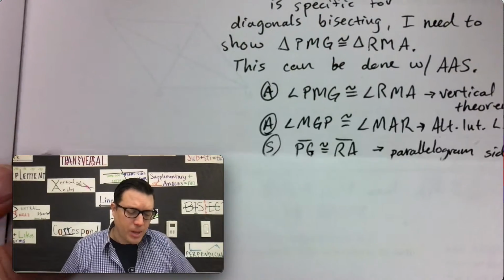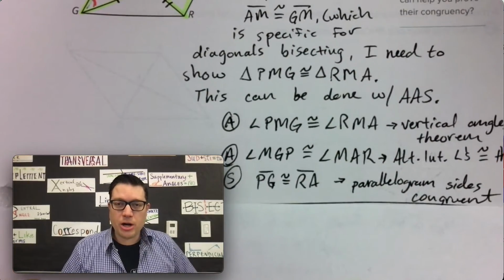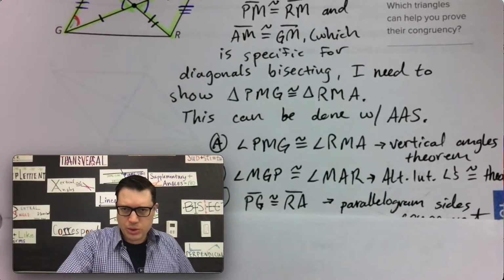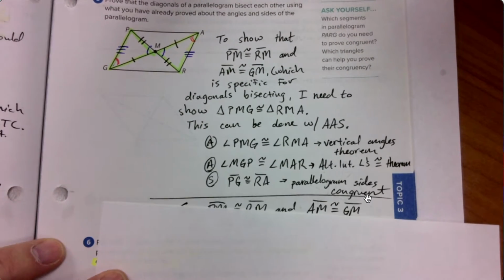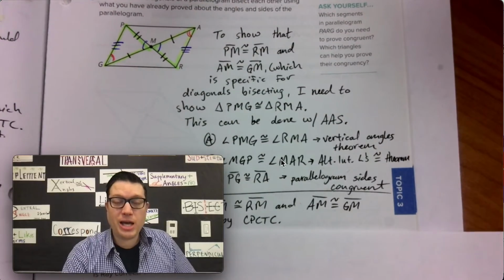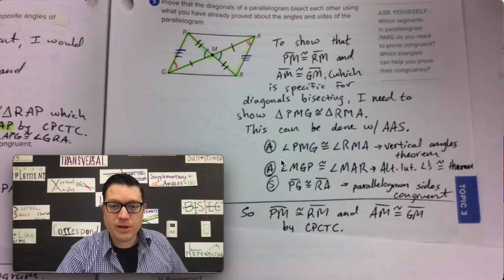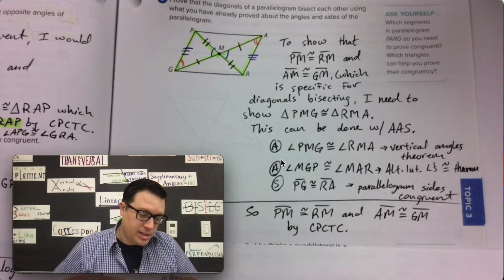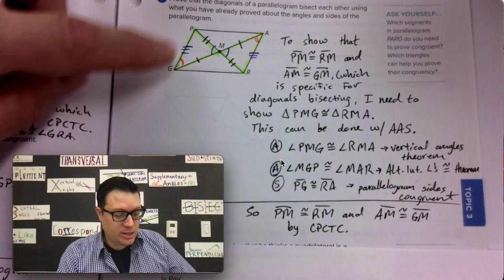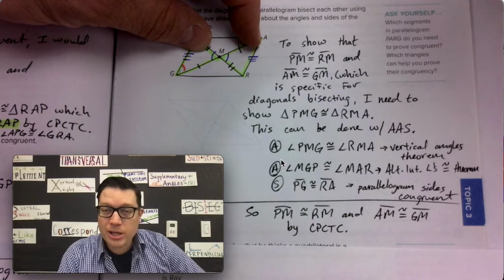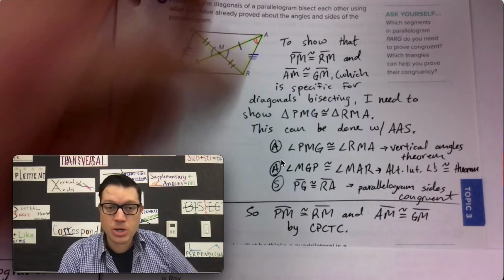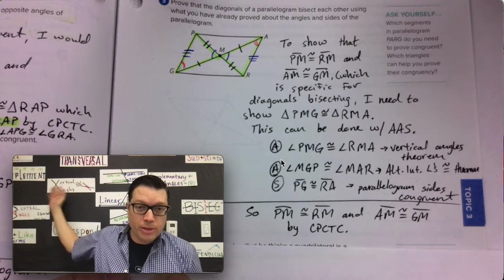So the first thing we can do is prove the angles are congruent. I want to maybe zoom out a little bit. Show it all right there. This can be done by showing that the angles themselves specifically are congruent. So we can say PMG, that's this one right here in the middle, and this other one, RMA, they are congruent because they're vertical angles, and vertical angles are congruent. That is a theorem that we've done.